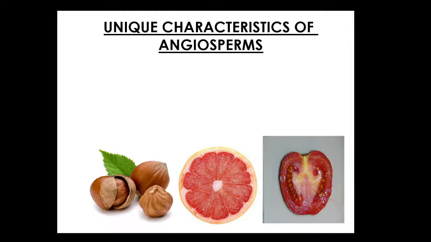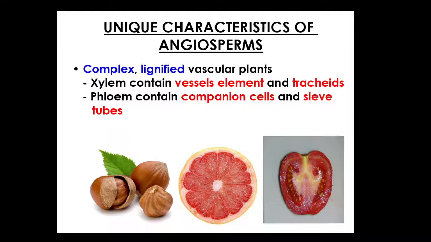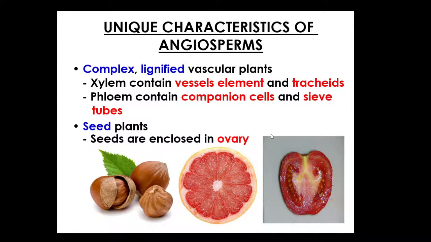Okay, unique characteristics of angiosperms. Angiosperms are any and all flowering plants, or what is biologically categorized as a flowering plant. And all angiosperms will have complex lignified vascular tissue. They have xylem that contain vessel elements and tracheids, and their phloem contain companion cells and sieve tubes. They are seed plants. All angiosperms have seeds, and all angiosperm seeds are enclosed in an ovary.